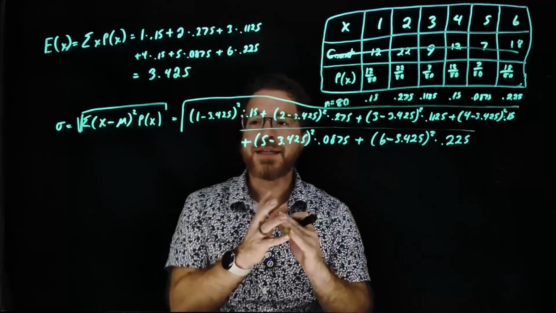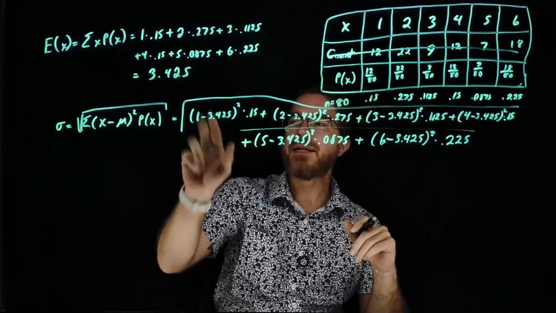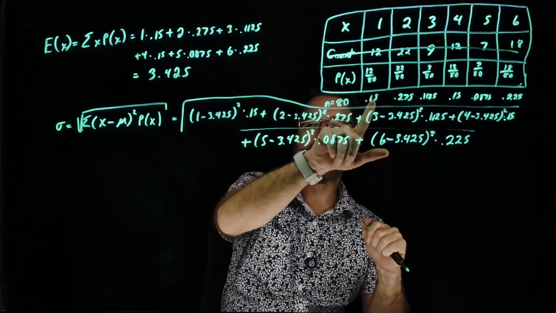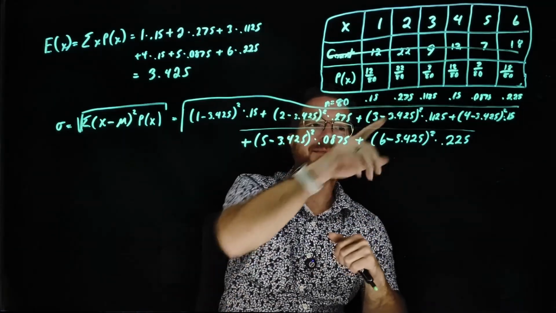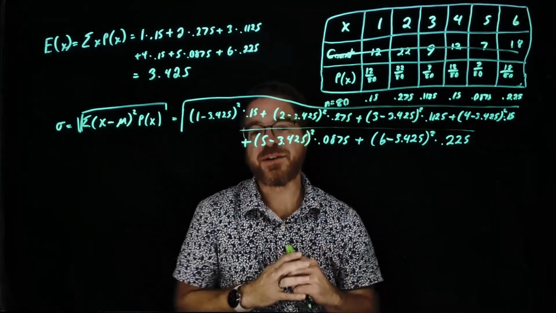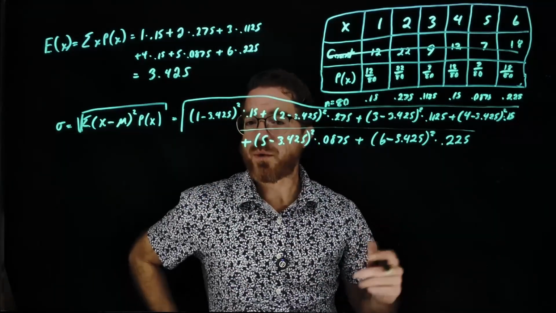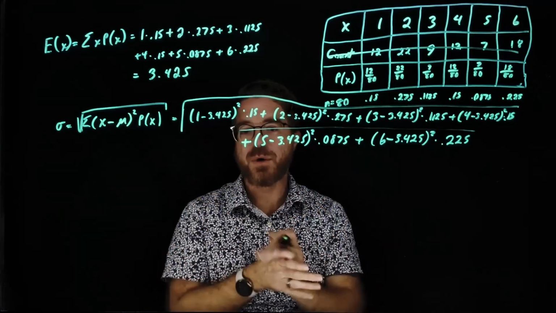Okay, so now we have this. We have each of our outcomes, 1 minus our mean 3.425 squared, times the probability of getting a 1, 0.125, plus 2 minus 3.425 squared, times its probability of occurring. And then we do this for each of them. And then because we're taking the standard deviation, we take the square root of the entire thing. If this were a variance, we would just do the same thing, but without the square root.